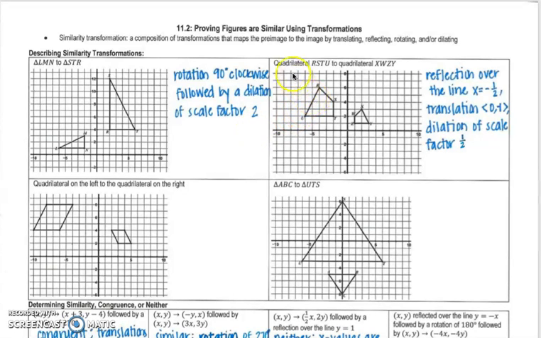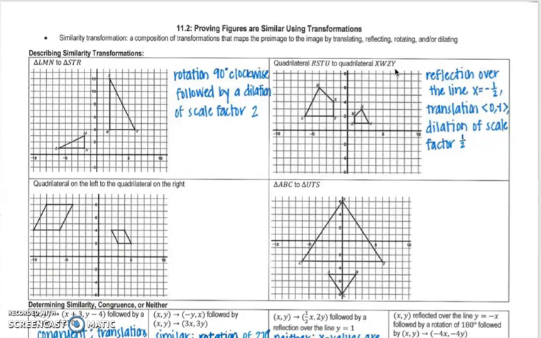Okay, the second example, I have quadrilateral RSTU, and that's going to quadrilateral XWZY. Please note that we do not always write things in alphabetical order. It must be written so that your corresponding parts match up. So that means point R corresponds to X, point S corresponds to point W, and so on and so forth. Okay, that's important for you to be able to identify basically corresponding segments and angles, which we will get to in later lessons.